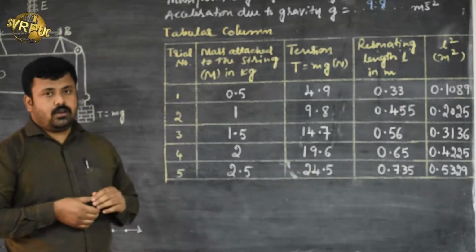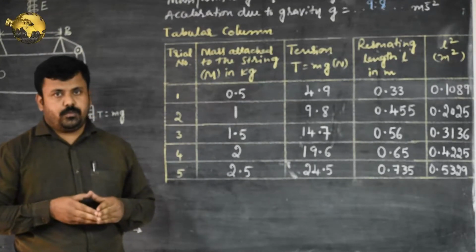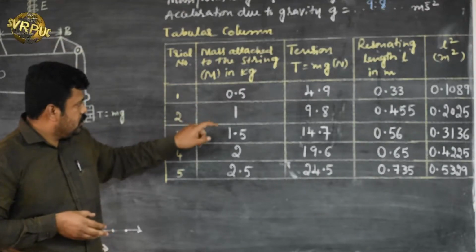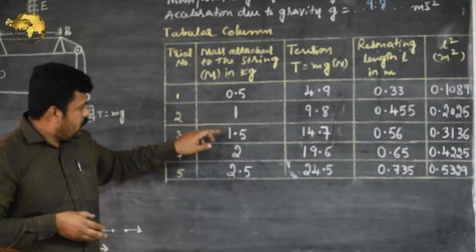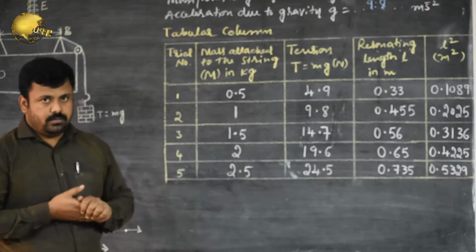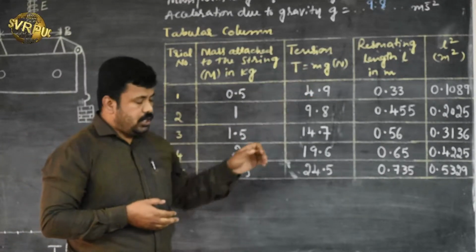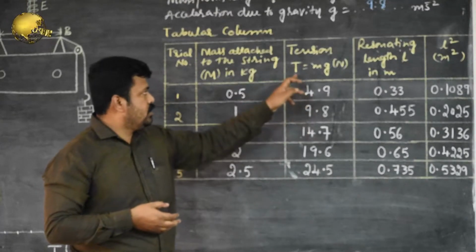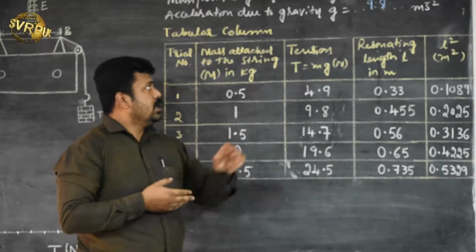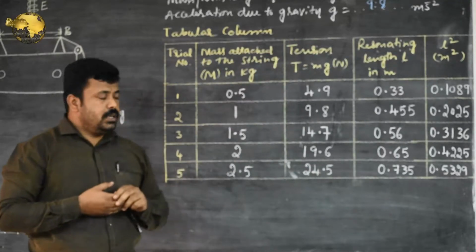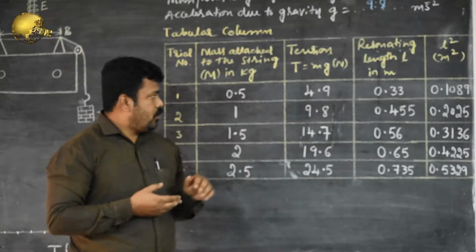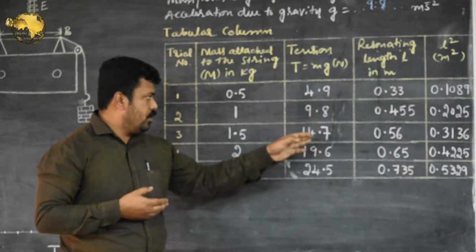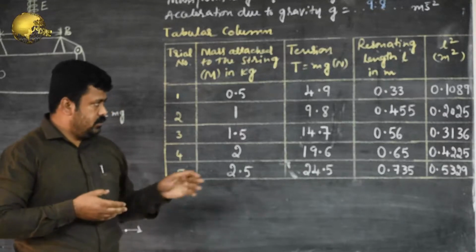Here is the tabular column for what we have performed the experiment. Each time I have changed the mass: 0.5, 1, 1.5, 2, 2.5. For that, the corresponding tension will be, 0.5 corresponds to 4.9. That is, tension is equal to m into g, the acceleration due to gravity 9.8. So 0.5 times 9.8 is 4.9. In the same way, we have the tension 4.9, 9.8, 14.7 like that.